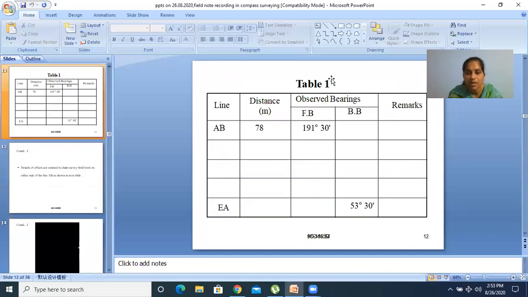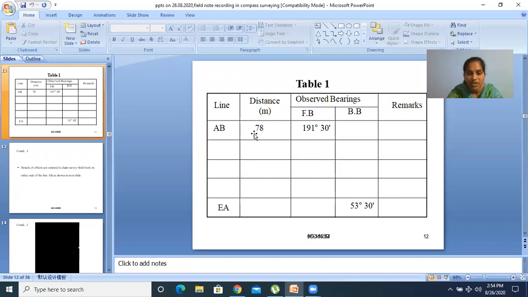Okay, so this is table 1. Here we have to write the lines. What are the lines? Line AB, BC, CD, DE, and EA. These are the 5 lines. So first we have kept our compass at A, and we have taken the forebearing of AB line and back bearing of EA line. You have to enter those, and also you have to enter the distance between stations A and B.